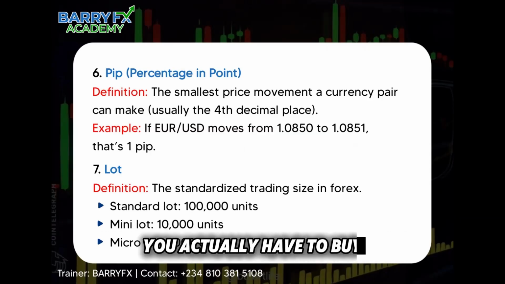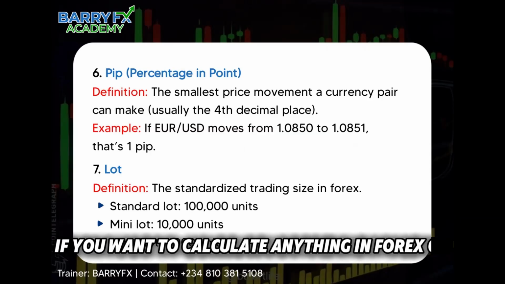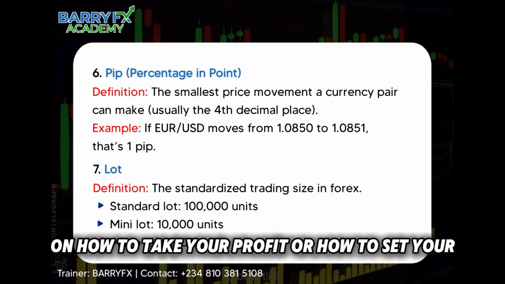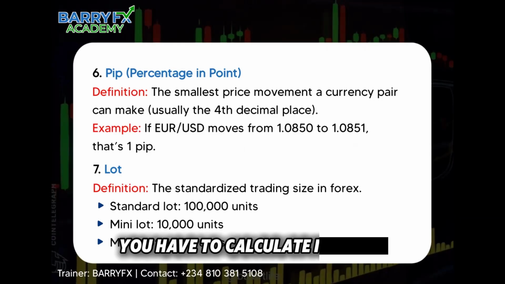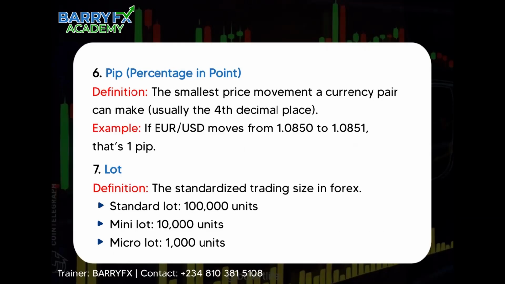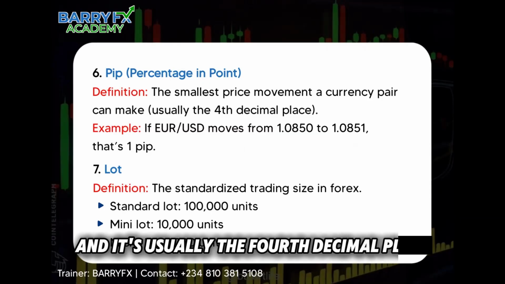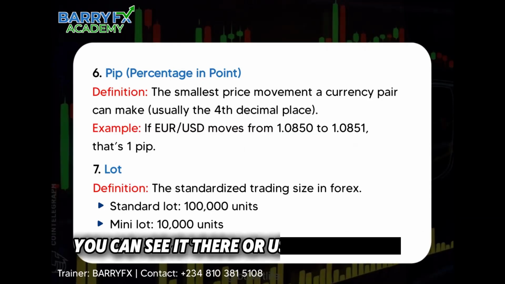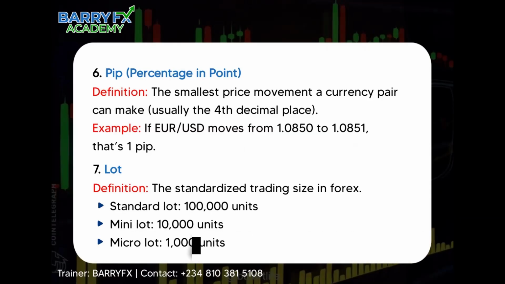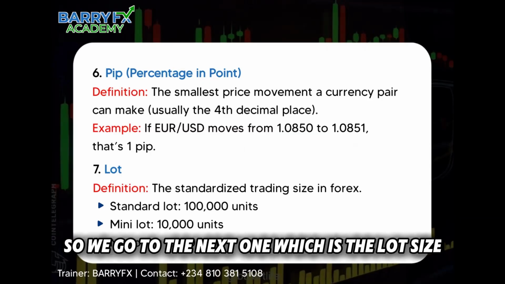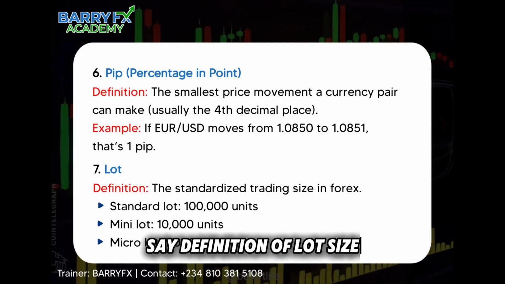If you want to calculate anything in forex, like how to take your profits or how to set your stop loss, you have to calculate it in pips, and it's usually the fourth decimal place. You can see it there. It's quite self-explanatory. So we go to the next one, which is the lot size.